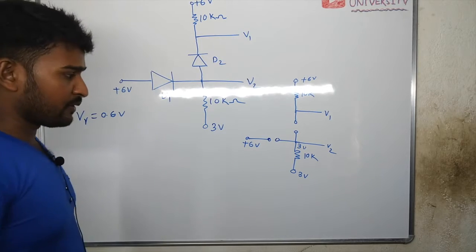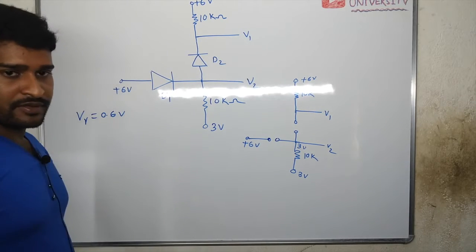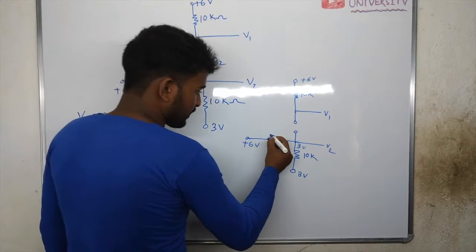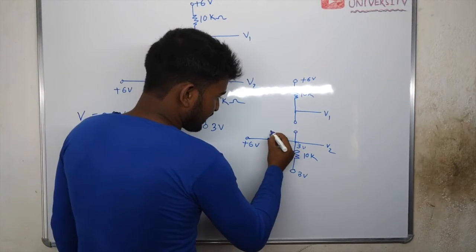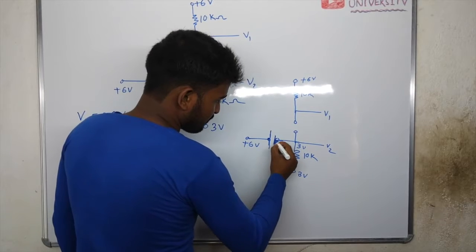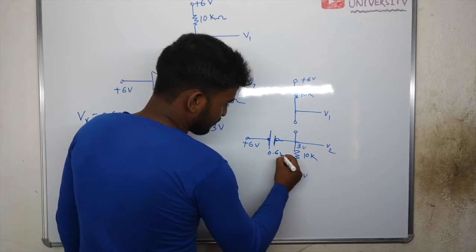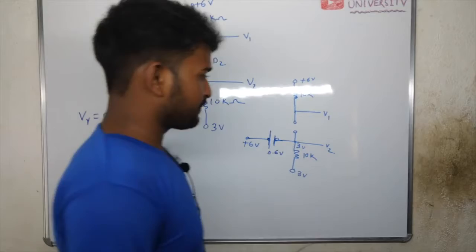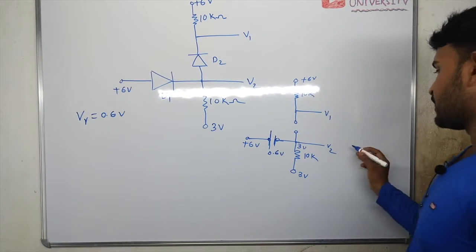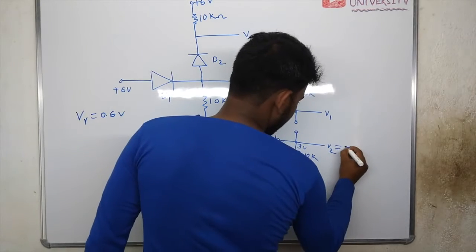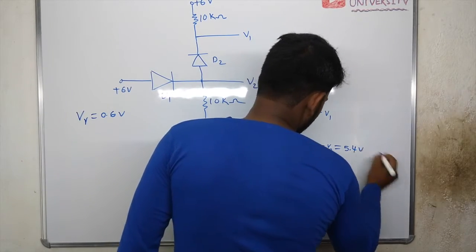When D1 is forward biased, we will replace D1 with its cut-in voltage, V gamma, that is 0.6 volt. Then what will V2 be? V2 will be 6 minus 0.6, that is 5.4 volt.